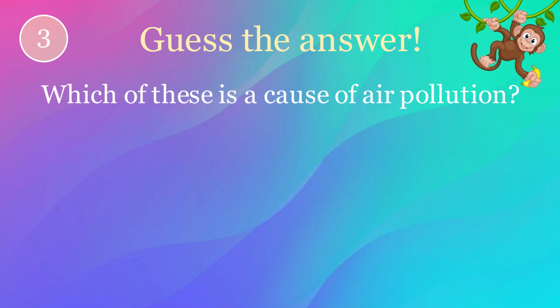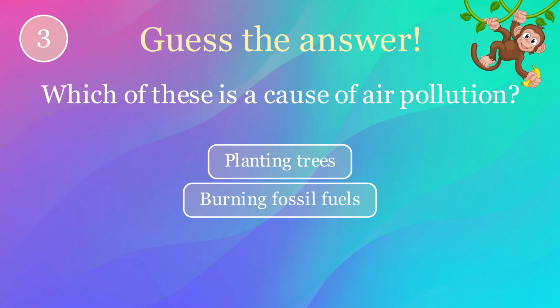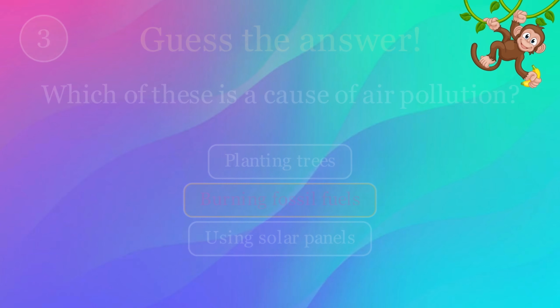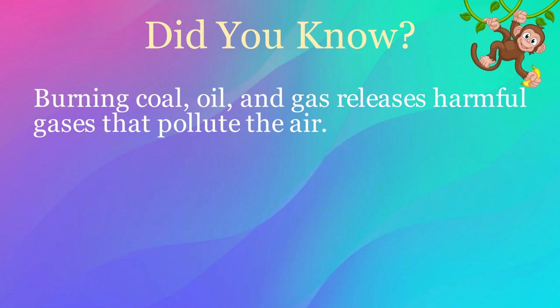Which of these is a cause of air pollution? Planting trees, burning fossil fuels, using solar panels. The correct answer is burning fossil fuels. Here's an interesting fact: burning coal, oil, and gas releases harmful gases that pollute the air.